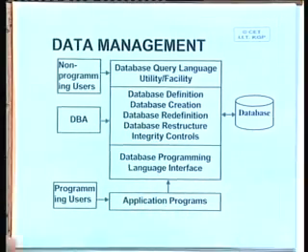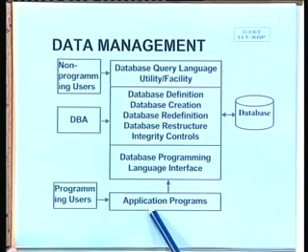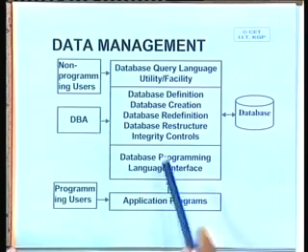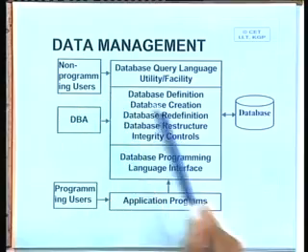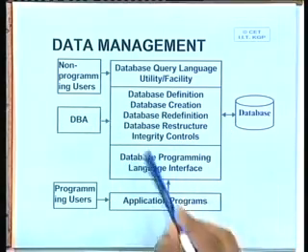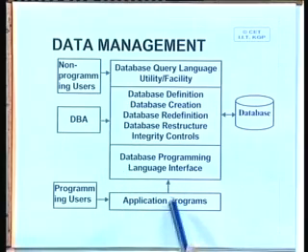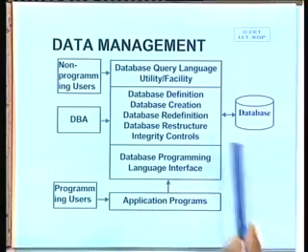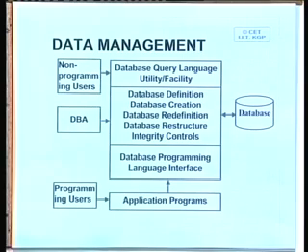Now, users again are of two types. One is the programming users. The programming users interface with the DBMS through a database programming language interface. They write the application programs, and these application programs interact with the database through this interface. The non-programming users have two ways. One is through the application programs, which is not separately shown: they run these application programs, which interact with the database through the application programming interface. Or they can directly use the database through a query language utility or facility.